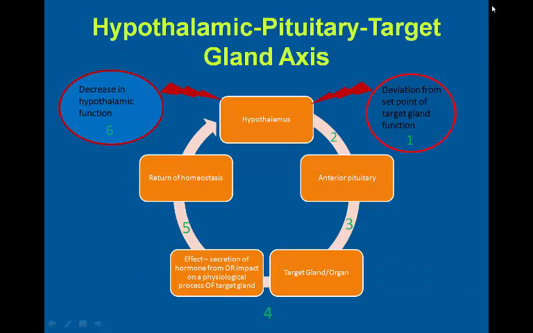This picture shows something similar to what you saw before, but this adds the hypothalamus into the whole picture. And so we see here that the hypothalamus controls the anterior pituitary, and we want to start at number 1, which is on the right in the red circle. It says that there's a deviation from the set point of a target gland function.